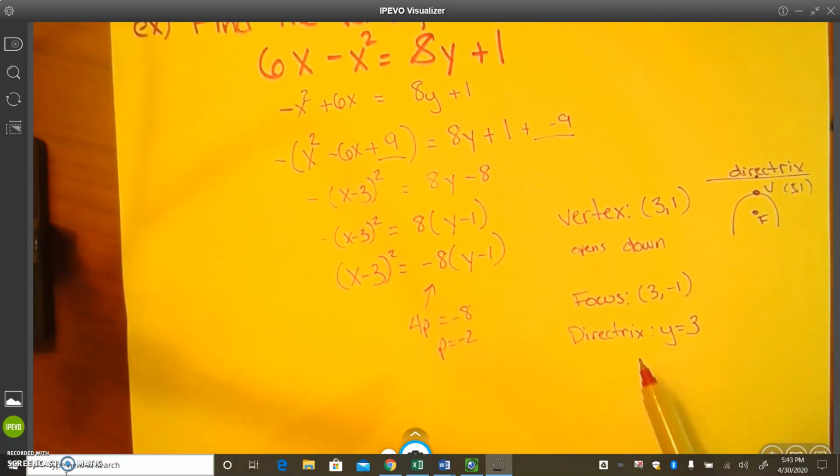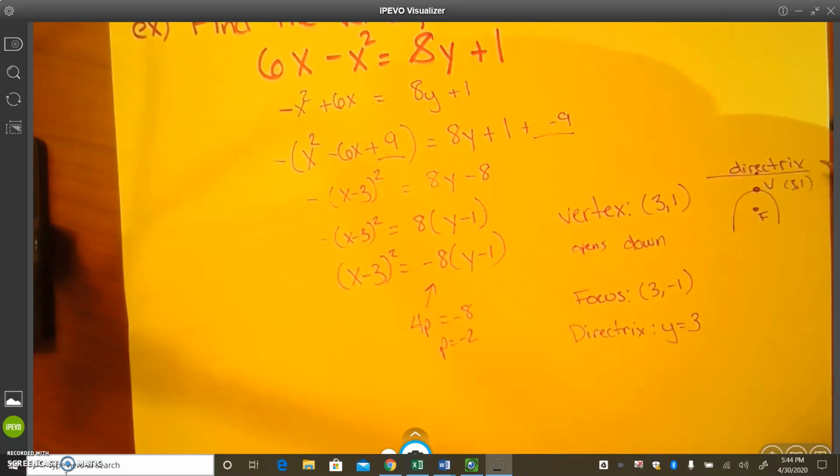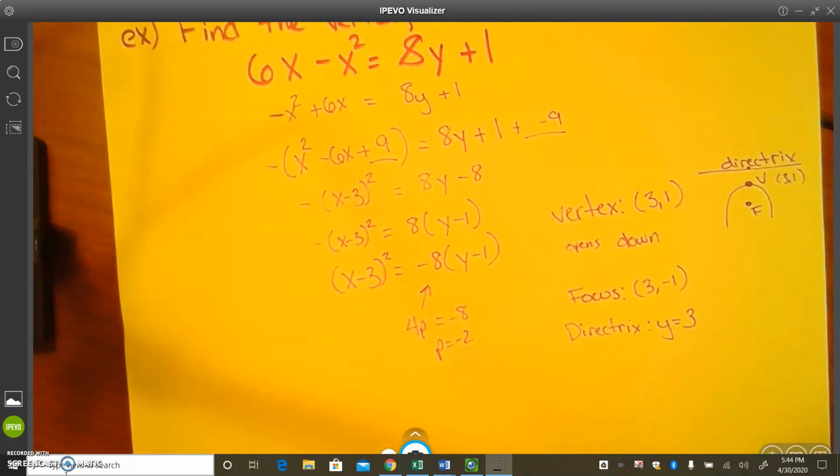Keep in mind, your directrix is a line. So you might first find the point that is above your vertex, but it's the y coordinate that's going to make it a linear equation. It's a horizontal line after all. Okay? So just be aware that I do not want an ordered pair for a directrix. I do want an equation.